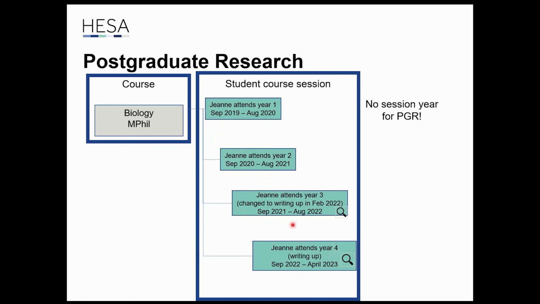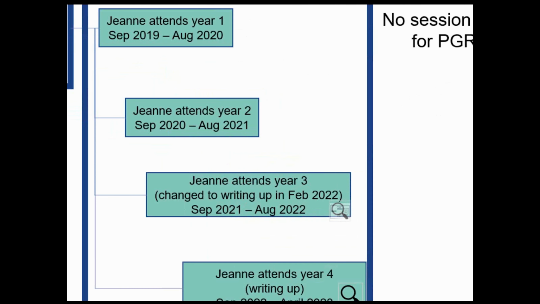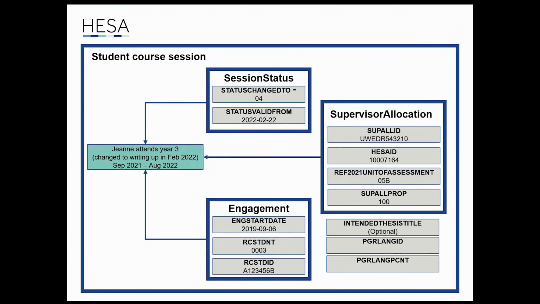In student course session 3, Jean moves to writing up mode in February 2022. So let's look at how that would be returned. The session status entity is what records that the student has moved to a writing up mode. So the status change 2 would be 04, which means writing up. And the status valid from date would say February 2022. So we know that Jean is now writing up, and we know the date from which that status applied.